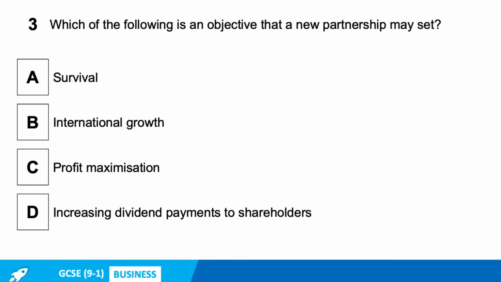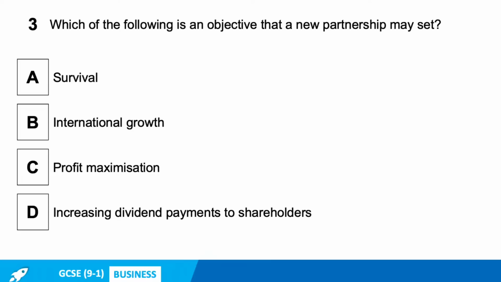Brilliant. So let's take a look at question 3. Which of the following is an objective that a new partnership may set? So is it A, survival, B, international growth, C, profit maximisation, or D, increasing dividend payments to shareholders? So read the question carefully. Partnerships in paper 1 on Friday. So look at all the bits, the stem, the hooks in that question. So a new partnership may set which objective?